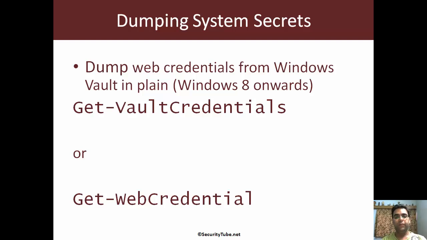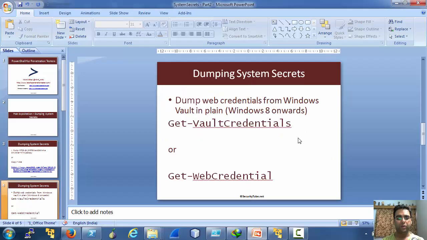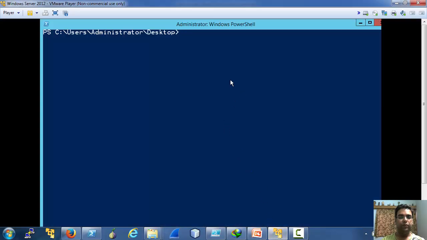We can also dump web credentials. I repeat, only the web credentials from Windows Vault in plain text, and that is for Windows 8 onwards, because for example in Windows 7 it is not possible to retrieve the passwords from the vault. I think they are not stored in the Windows Vault. So for this, we need to move to a post Windows 7 machine.